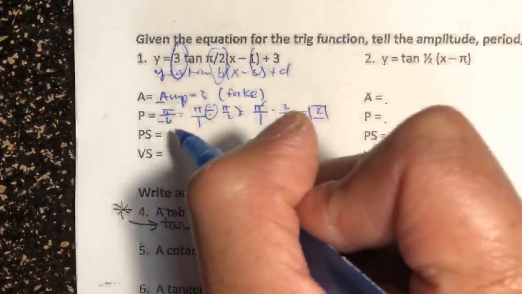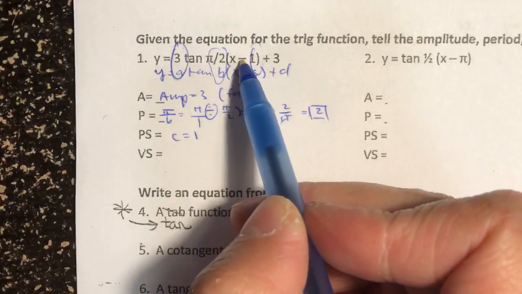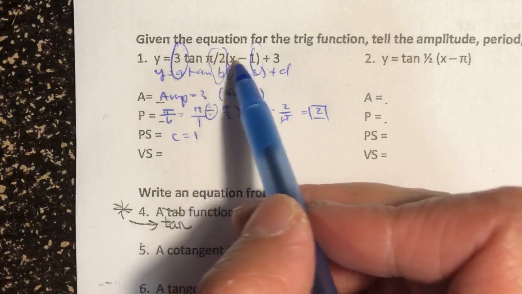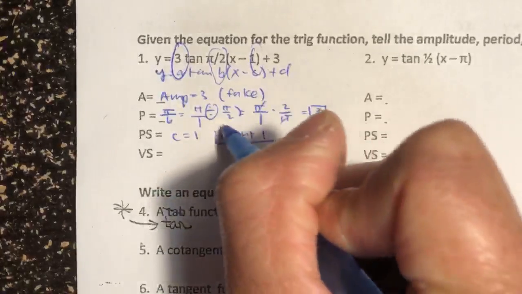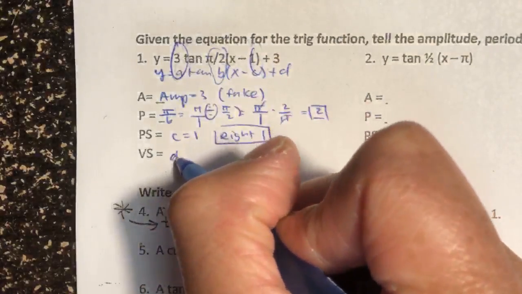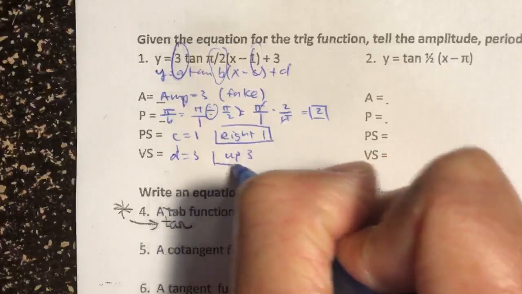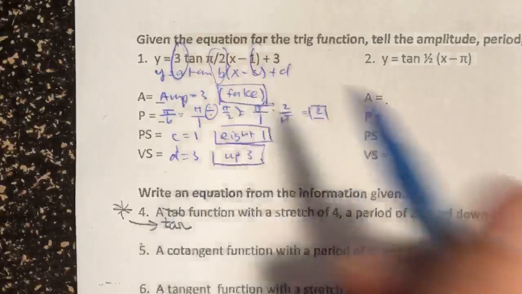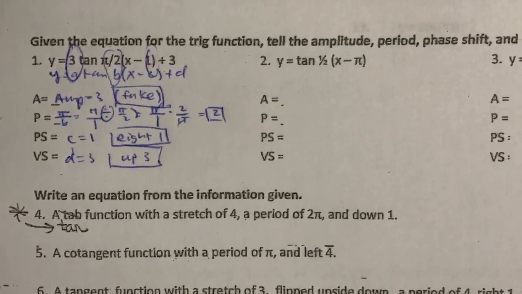I have a c value that is equal to 1. Remember the silly phrase, add to x, go west or left, but you're not adding, so this is going to be right 1. And then the vertical shift is d, so d is equal to 3. That's positive, so that's going to go up 3 units. Call their amplitude fake. All right, let's go ahead and try the next one.